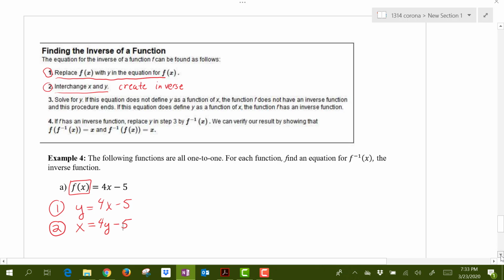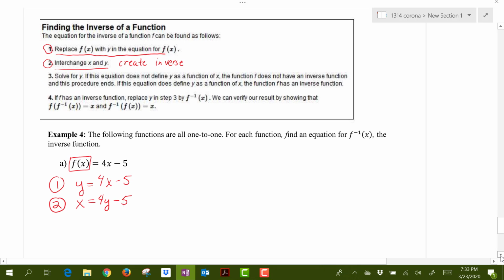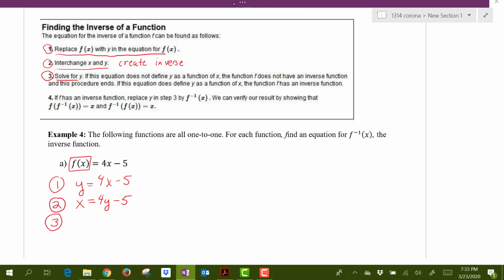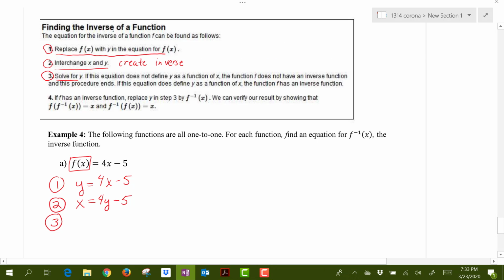The next step is the most interesting of the steps, and that's to solve for y. We want to get y by itself on one side. So step 3 is where a little bit of the work comes into play. I want to isolate y, or get y by itself.